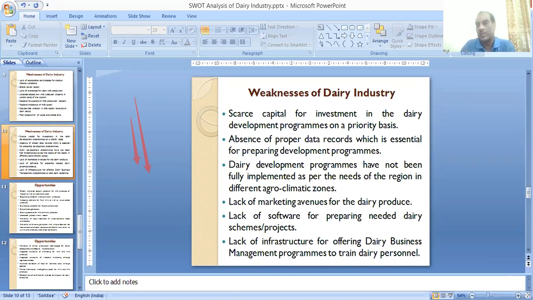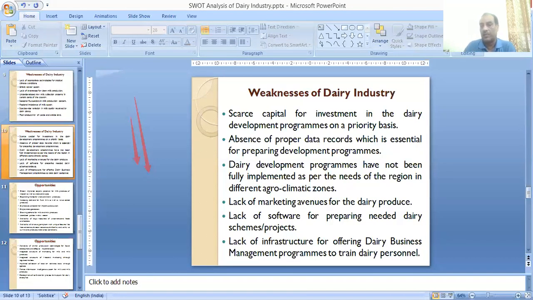still our producers are small, marginal, landless persons who do not have adequate investment capacity, adequate capital, and this is one of the factors. Then absence of proper data records, which is essential for preparing development programs. Still, our producers do not maintain farm records, so we lack the data which is required to prepare development programs in an objective manner. And dairy development programs have not been fully implemented as per the need of the region in different climatic regions. You know, it is very much obvious there are programs, but there is still a huge gap in their implementation on the ground.